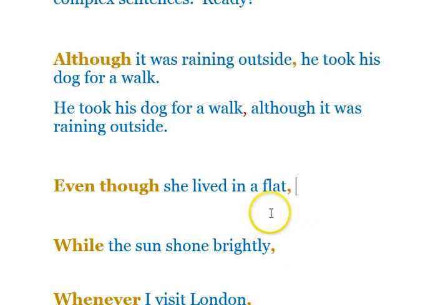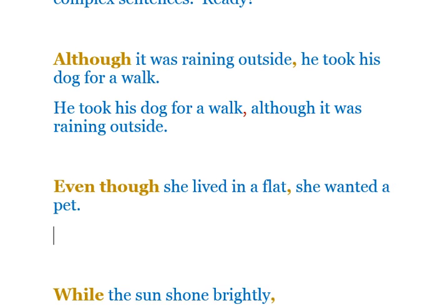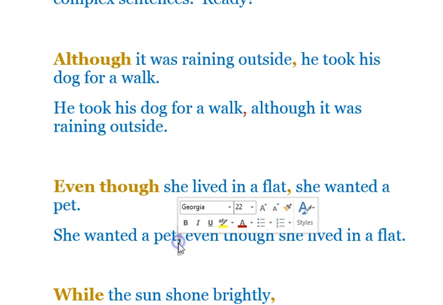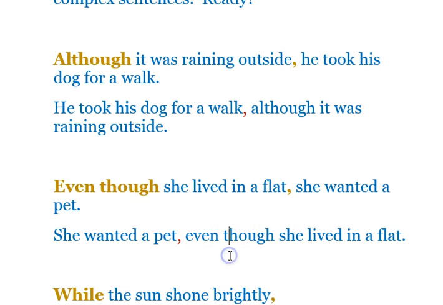Second example, even though she lived in a flat, she wanted a pet. We could flip it. She wanted a pet, comma, even though she lived in a flat. We've kept the comma here to emphasize the contrast.